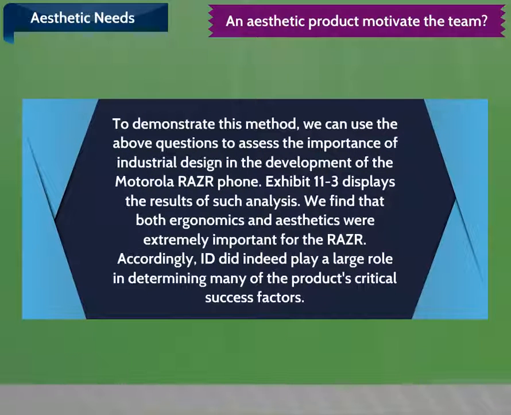To demonstrate this method, we can use the above questions to assess the importance of industrial design in the development of the Motorola Razr phone. Exhibit 11.3 displays the results of such analysis. We find that both ergonomics and aesthetics were extremely important for the Razr. Accordingly, ID did indeed play a large role in determining many of the product's critical success factors.